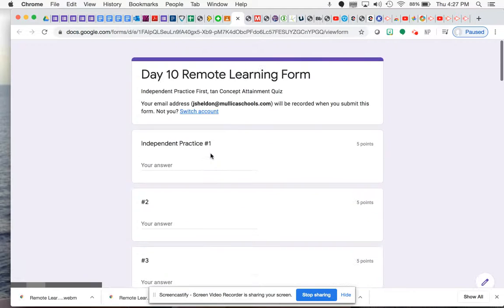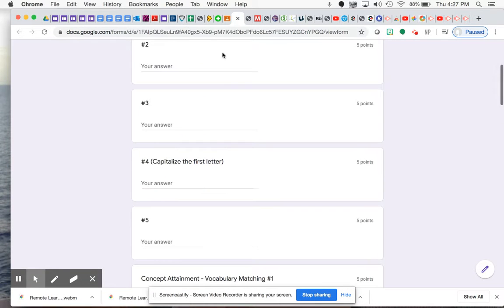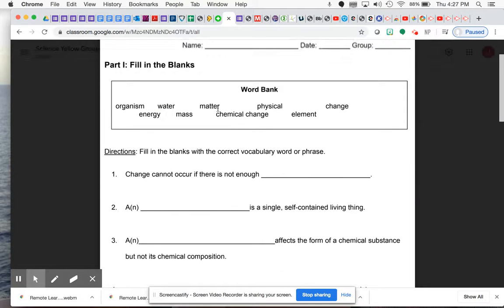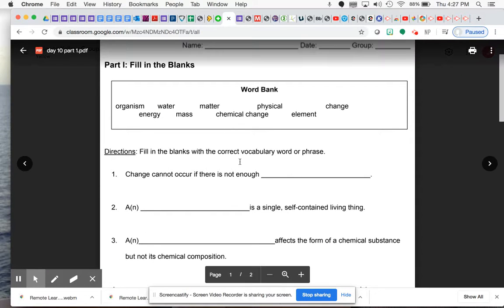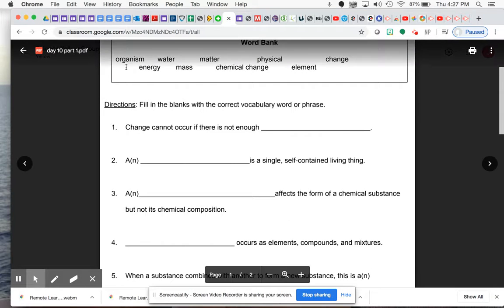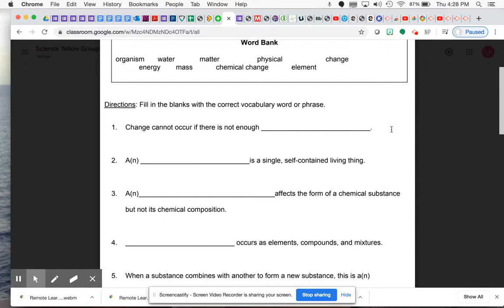You have 5 blank answers where you're going to put these words in. There are about 10 words or so in the fill in the blanks, but there's only 5 actual sentences that you need to complete. The words are organism, water, matter, physical change, energy, mass, chemical change, and element. If you remember from the beginning of the year, we did a lot with these terms when we learned about matter and all about different physical and chemical changes and reactions.